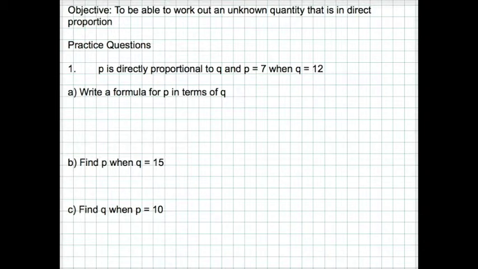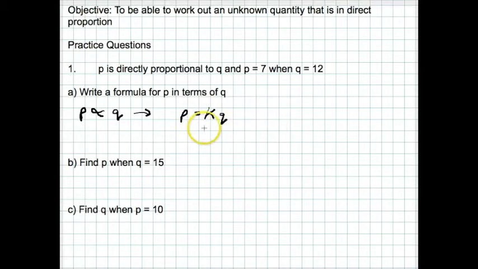Okay, well what we're going to do now is write this as a proportionality statement first of all. So we write down here, P is directly proportional to Q. Now we're going to change this into an equation, so we're going to put an equals into this. So P now equals, and we're going to introduce our constant. P equals our constant we call K, so we write K times Q.